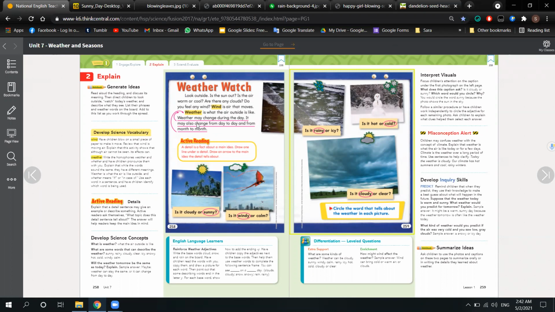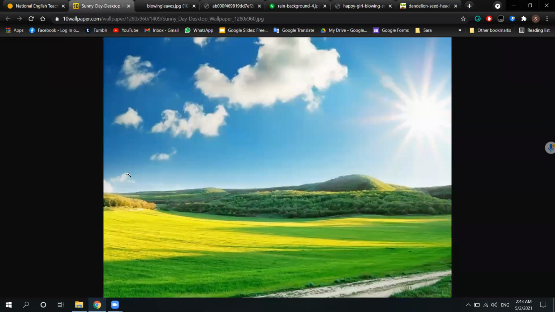So we have to know that weather is what the air outside is like. When you see the sun outside, you can tell that the weather is sunny. And when you see that there is rain outside, you will know that the weather is rainy. And okay, let me show you pictures just to make sure that you understand what I'm saying.